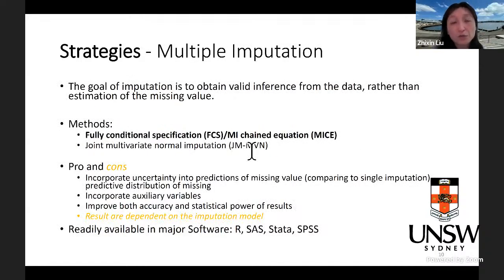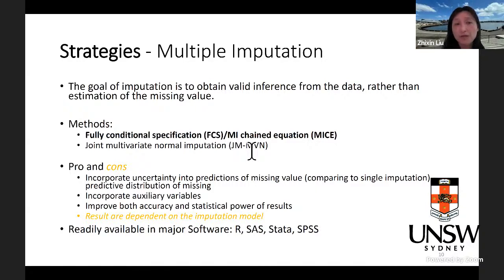Okay, so now we zoom in more on multiple imputation. Remember, the general goal of imputation, or even other approaches, is to obtain valid inference from our data. The actual estimation of the missing value is not the goal and not of interest. The interest is that after we impute our missing values, we are able to make unbiased estimates and valid inference.